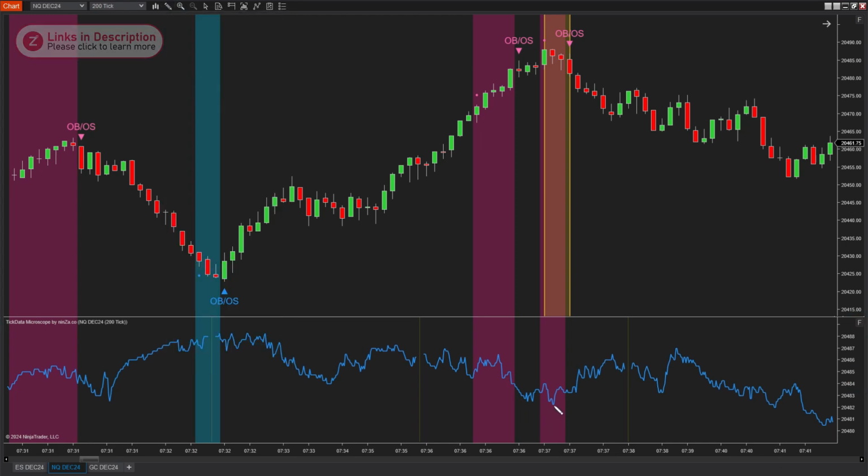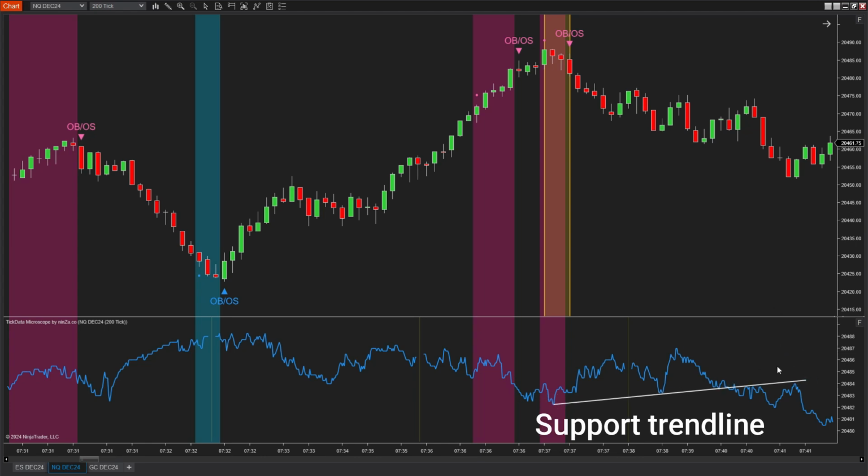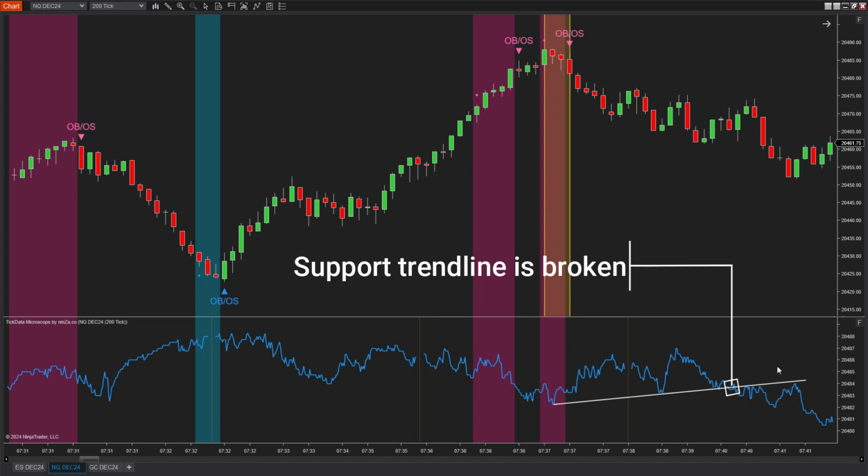In this context, the price trajectory reveals a long-term support trend line. When the price falls below this support level, it signals the emergence of a bearish trend and indicates that sellers are starting to take control.